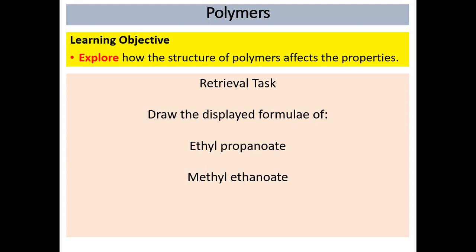Now, first of all, your retrieval task. I want you to do some more practice in drawing the displayed formula of different esters, because it is a toughie. So the more you practice, the better you will get. Remember the ethyl bit you draw second comes from the alcohol, and the propanoate bit comes from the carboxylic acid. So ethyl means it's got 2 carbon atoms, prop from propanoate means that it has got 3 carbon atoms. Again, underneath, methyl meaning 1 carbon, ethanoate meaning 2.